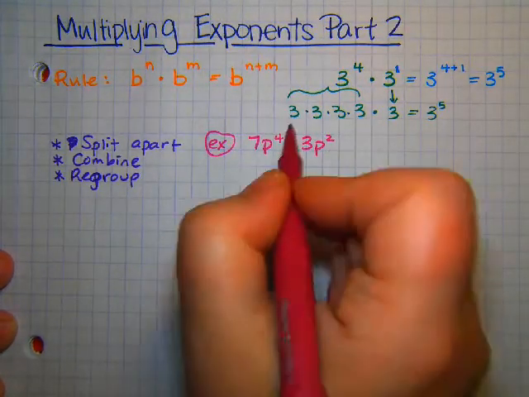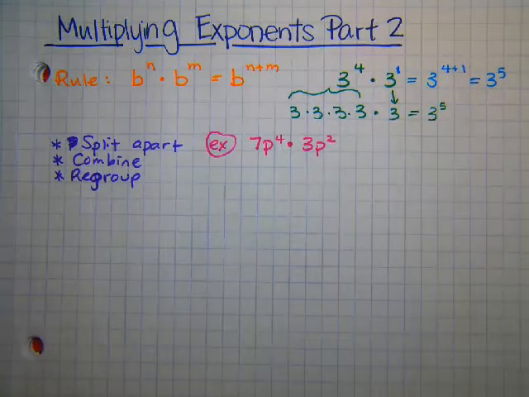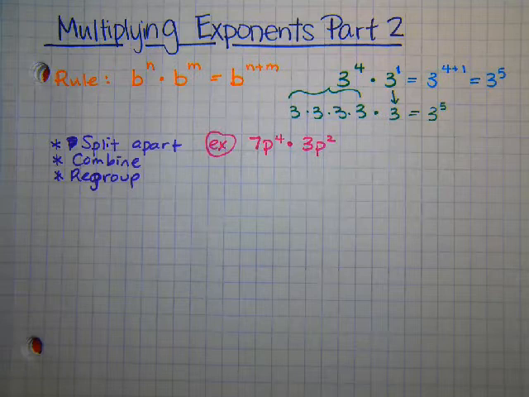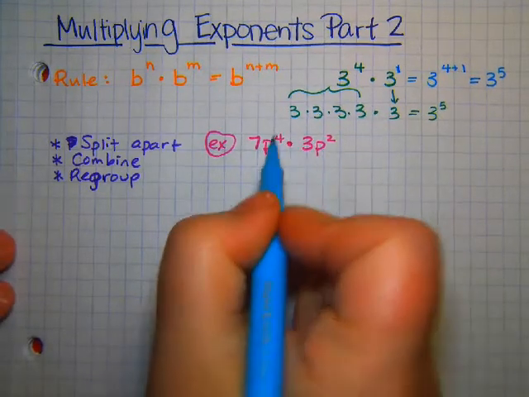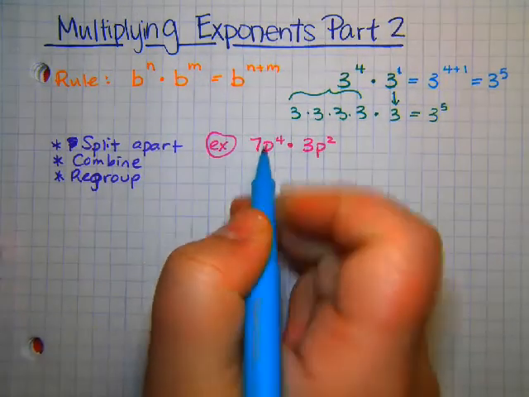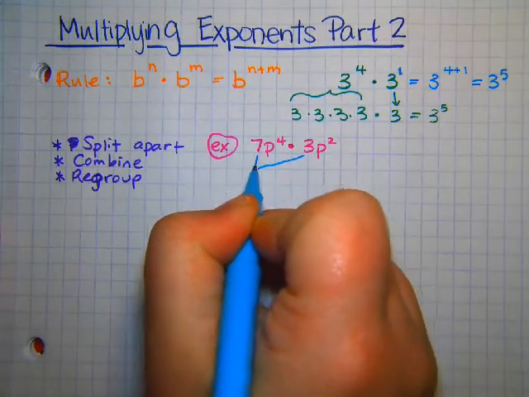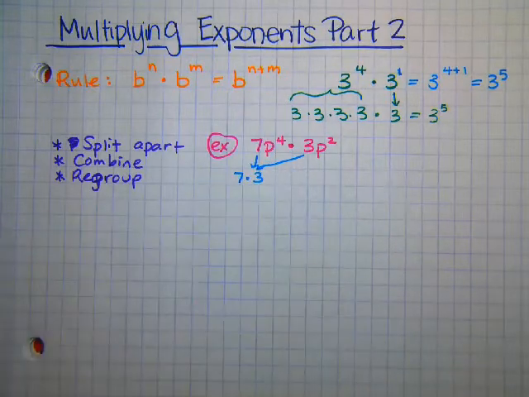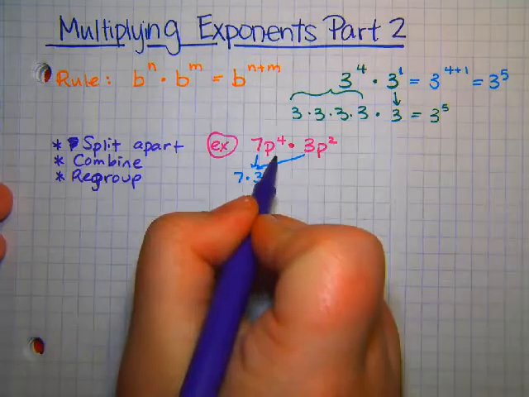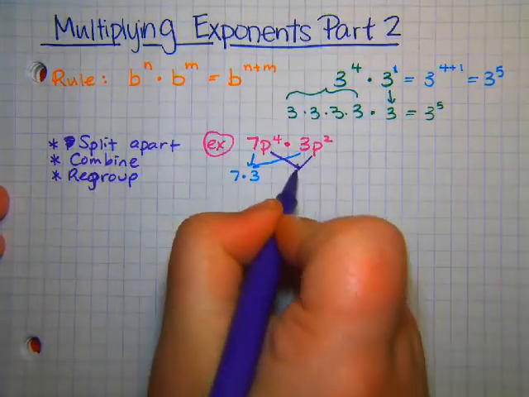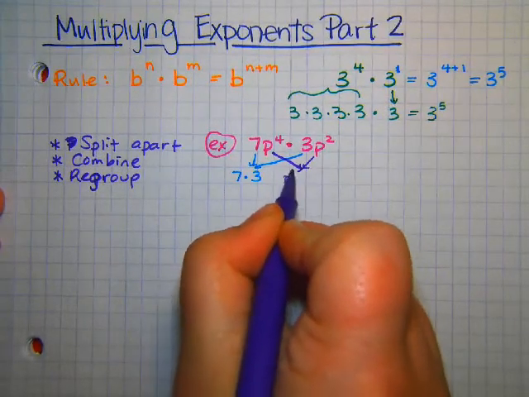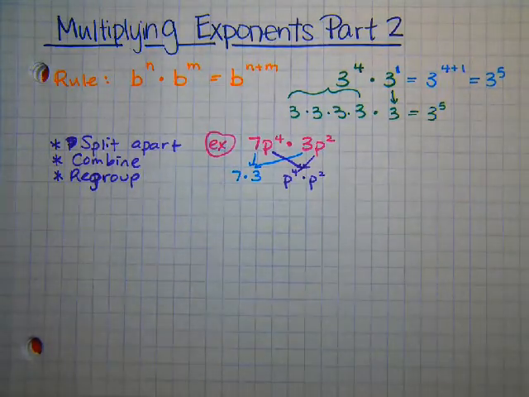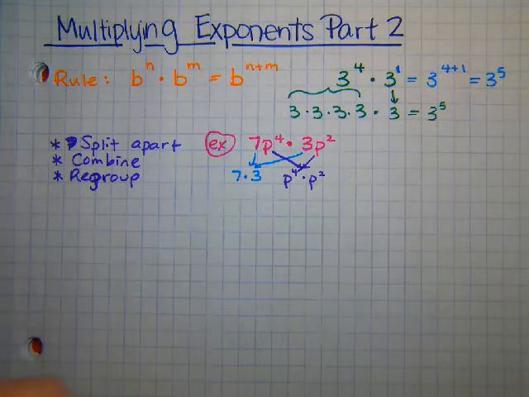Okay, so split apart. So splitting apart means that I want to put the numbers with the numbers and the p's with the p's, right? That's how they should be grouped. I can't actually do 7 times p because I don't know what p is. So instead, I'm going to bring these two things over and do 7 times 3. And then I'm going to split the p's over and do the multiplication with the p. So p to the 4th times p squared. So I've split them apart and kind of put them into separate groups. So 7 times 3 is just 21.